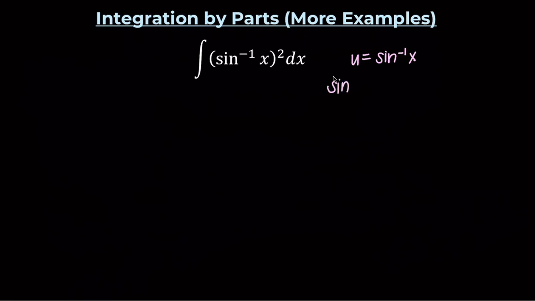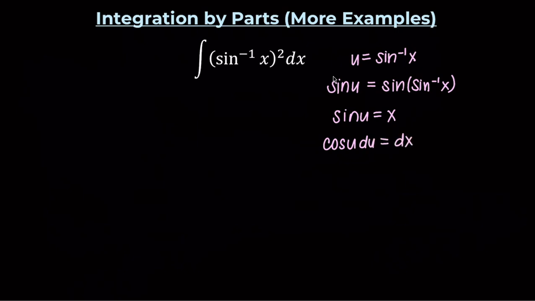And that's going to leave us with sine of u is equal to, well, if I have sine of sine inverse of x, that's just x. So we have sine of u is equal to x. Now, if I differentiate both sides, the derivative of sine u is cosine u du. The derivative of x is 1, so just dx. All right, so now let's perform our change of variables.